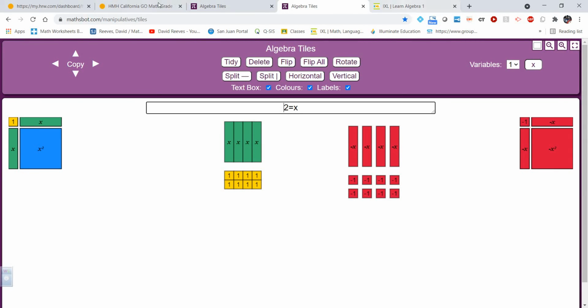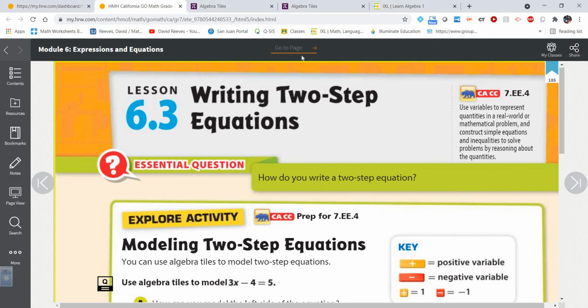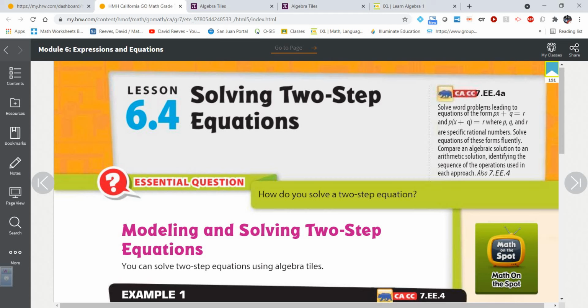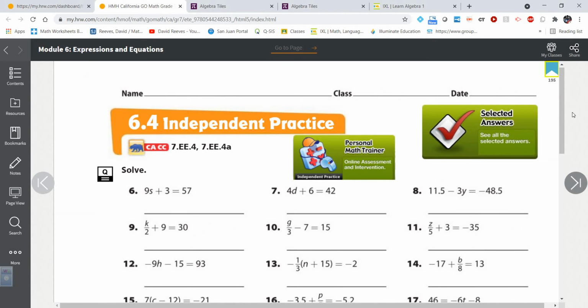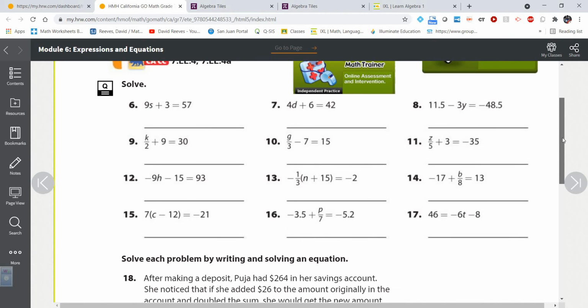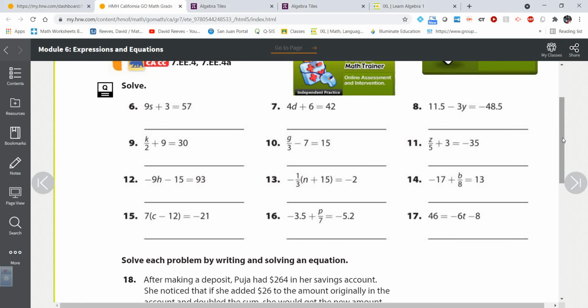All right, let's go back now to the textbook. I'm going to do a few more problems in review. So I think I want to go to page 191, section 6.4, solving two-step equations. In fact, I'm going to go over here to the practice section. Okay, so I'm going to work through some of these problems with you, and then we will get to writing two-step equations.